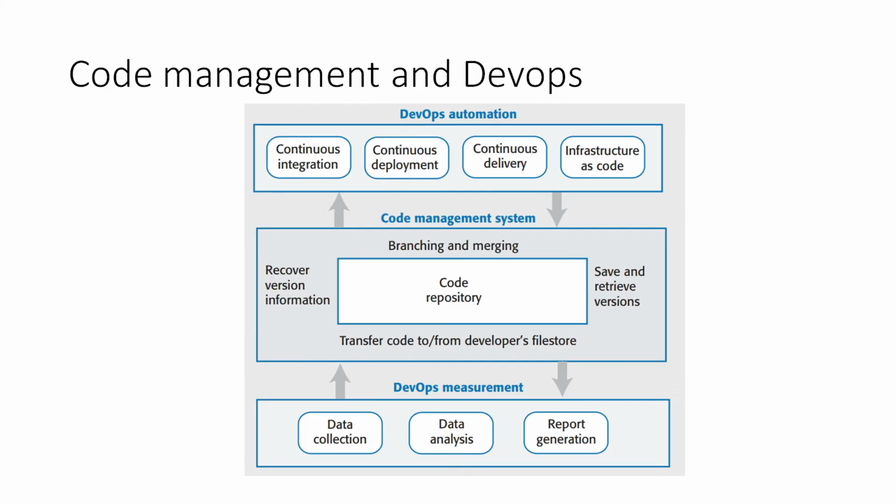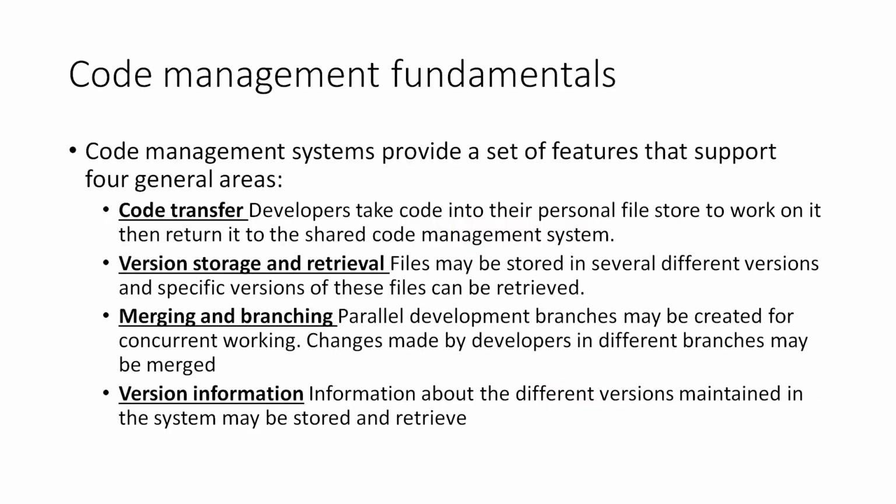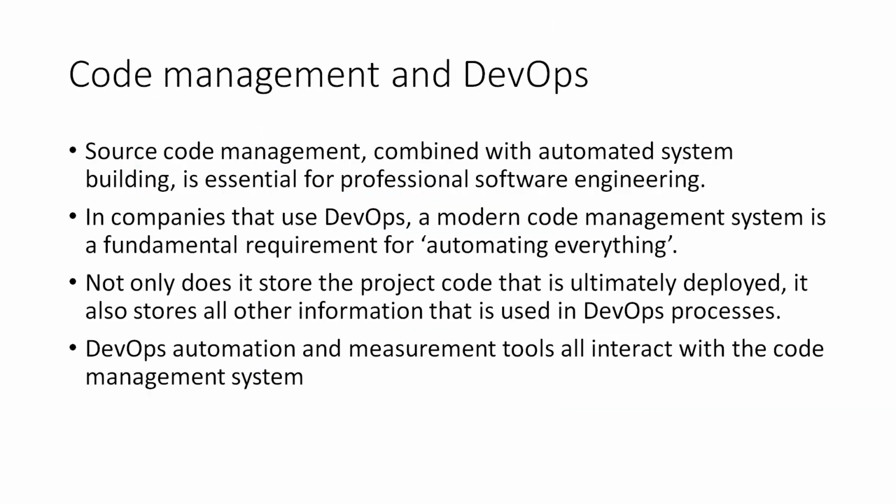Now let us move on to the theoretical part, right? So code management and DevOps. Source code management combined with automated system building is essential for professional software engineering. In companies that use DevOps, a modern code management system is a fundamental requirement for automating everything. See, you are writing code and publishing or storing it in a repository. From the repository, how is it deployed?